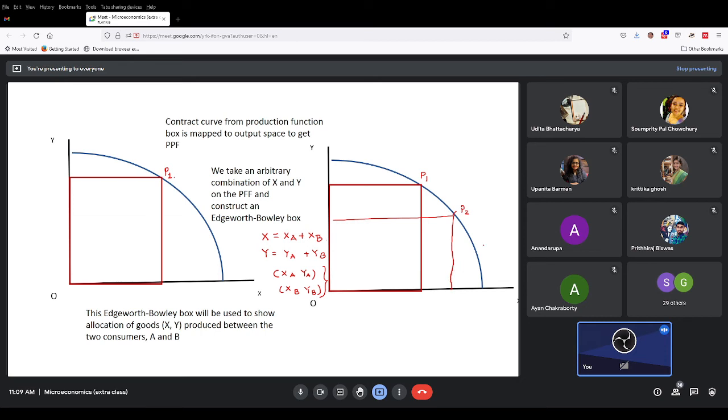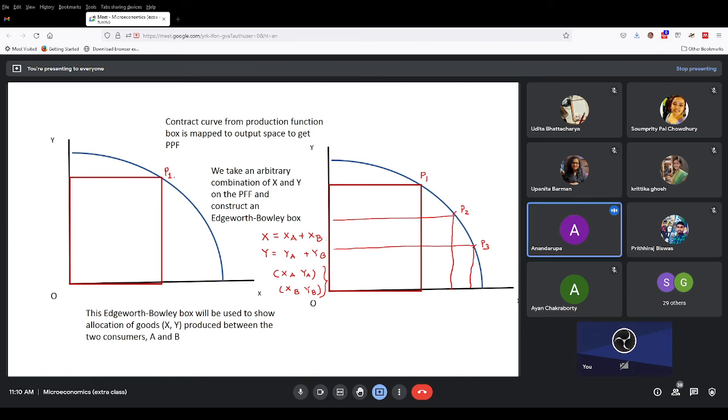I can draw another Edgeworth-Bowley box for consumption. So if I take P3, I will get a third Edgeworth-Bowley box. And so in this way, corresponding to every point on the production possibility frontier, I can draw an Edgeworth-Bowley box for the consumers. I get a certain amount of X, this varies. I get a certain amount of Y, that will also vary, but I have to distribute this.